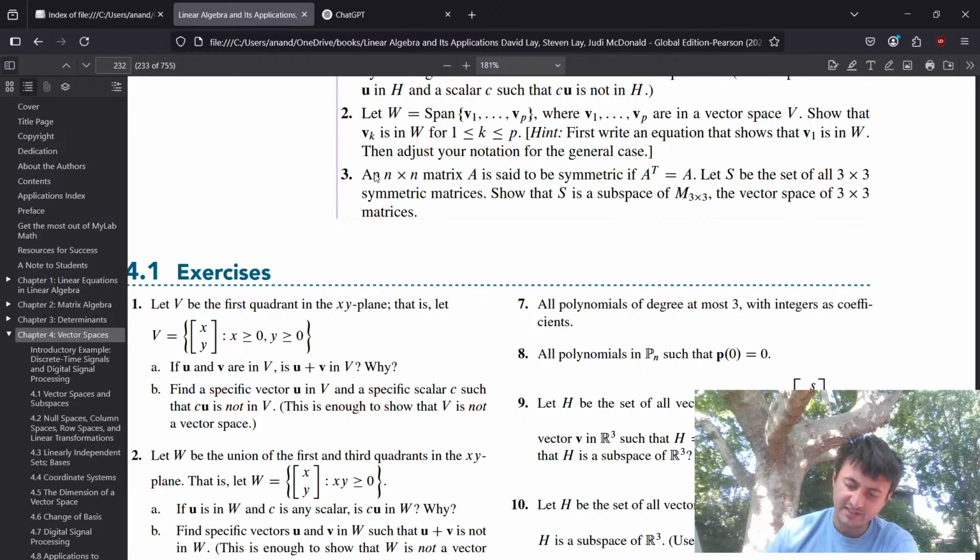Okay, and then finally we need to scale this. So we do c times A, we get ca, cb, cb, cd. So basically no matter what, it's going to stay symmetric. So therefore symmetric matrices form a subspace. That's a pretty cool problem.